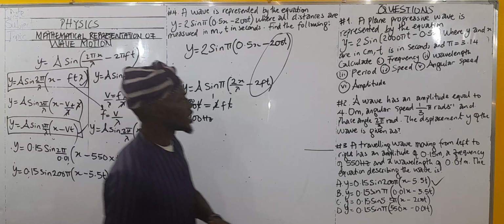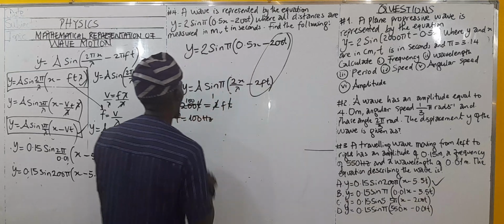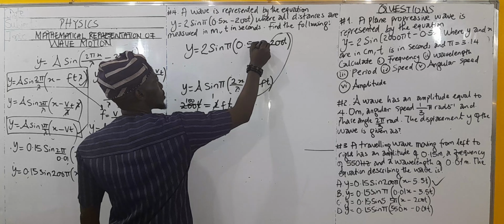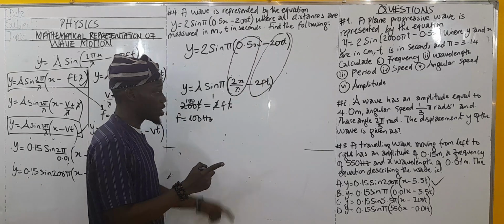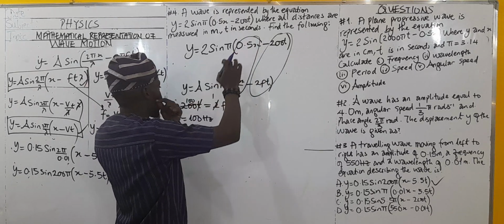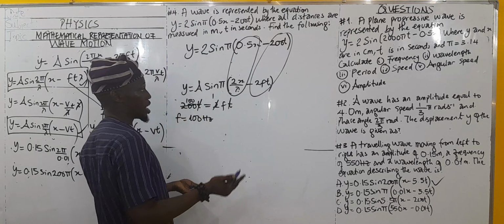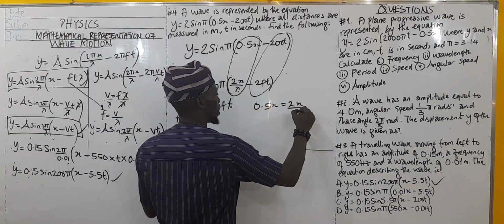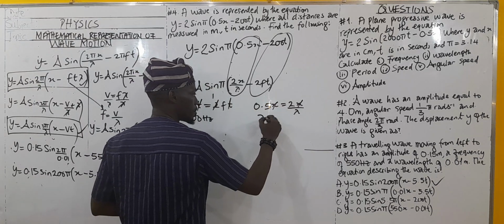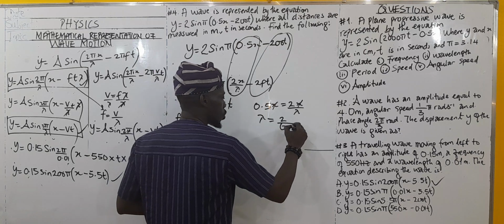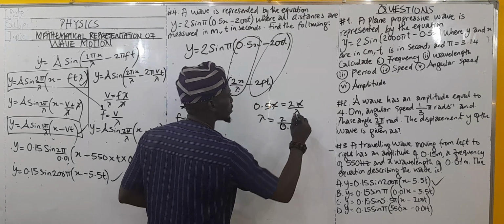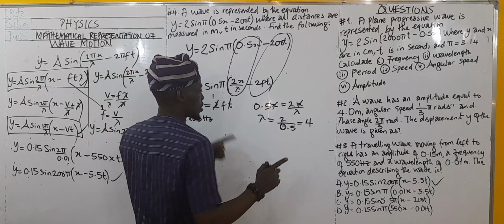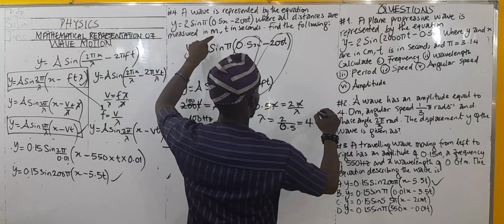Oh, so simple. They're asking us, what is the wavelength? I will come and look for wavelength. Wavelength is with x. So I'm going to associate this together. Do you see why it's very, very important that it must look like this? If you use the initial one, you might miss the answer. So I will have 0.5x equal 2x over lambda. x cancels x. Lambda is equal to 2 divided by 0.5, sorry, 2 divided by a half. It's 4 meters.